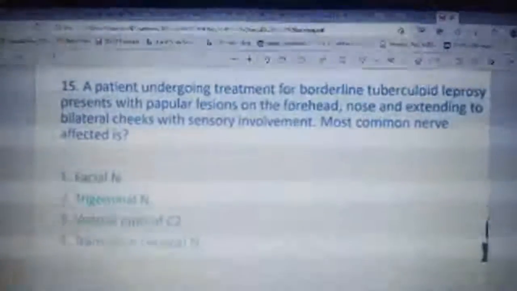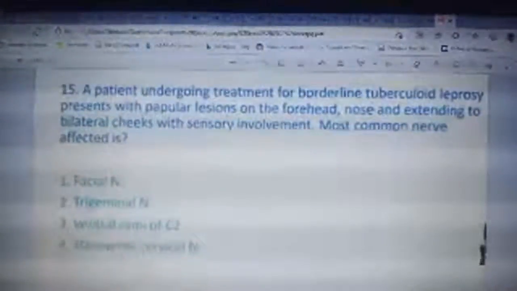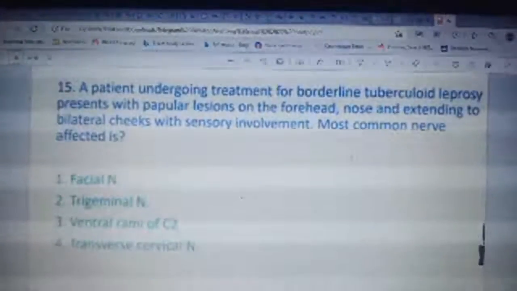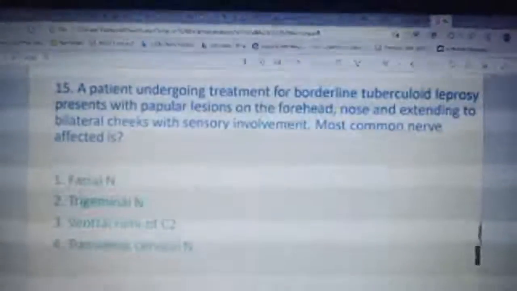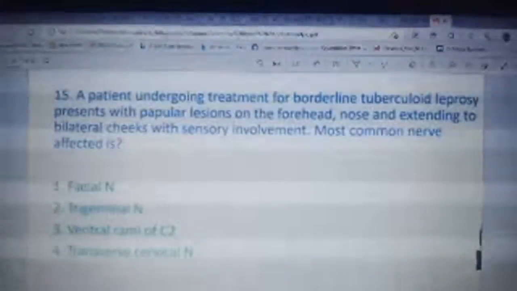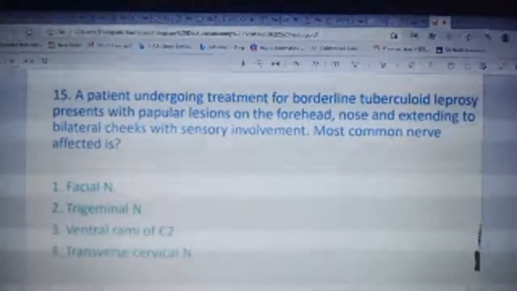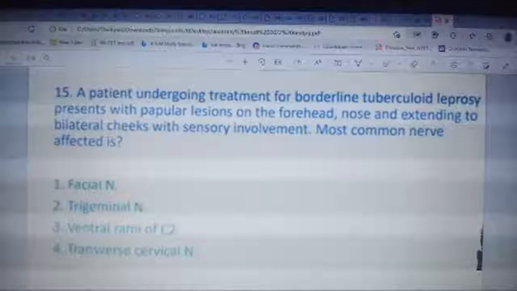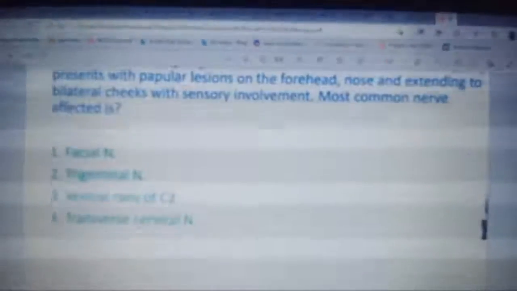A patient undergoing treatment for borderline tuberculoid leprosy presents with a papular lesion on the forehead and nose extending to the bilateral cheeks with sensory involvement. Most common nerve affected is? Usually the sensory nerve of the face is the trigeminal nerve, while the facial nerve is supplying motor. Here the sensory part is affected, so the answer here will be trigeminal nerve.